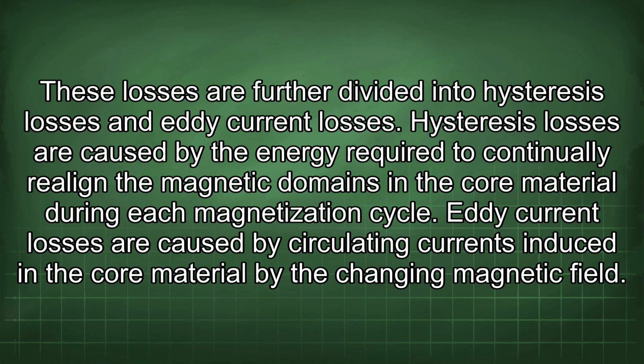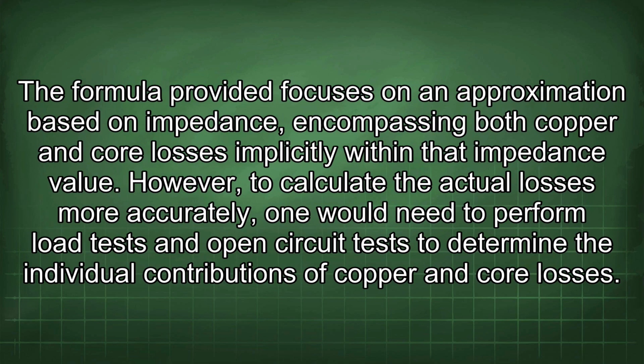Hysteresis losses are caused by the energy required to continually realign the magnetic domains in the core material during each magnetization cycle. Eddy current losses are caused by circulating currents induced in the core material by the changing magnetic field. The formula provided focuses on an approximation based on impedance, encompassing both copper and core losses implicitly within that impedance value. However, to calculate the actual losses more accurately, one would need to perform load tests and open circuit tests to determine the individual contributions of copper and core losses.